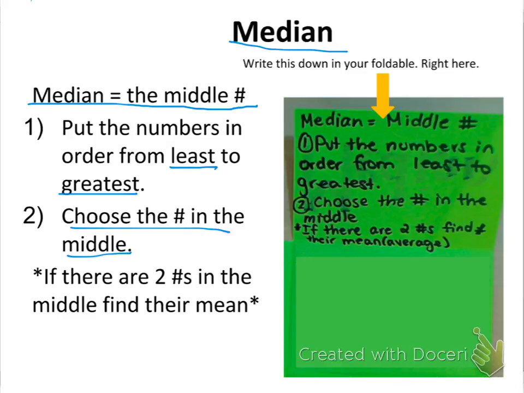The only time it can be hard is if there are two numbers in the middle. If there are two numbers in the middle, then you need to find the mean of those numbers. And we'll do an example like that a little bit later. So right now you should be making sure you're copying this down into your foldable.